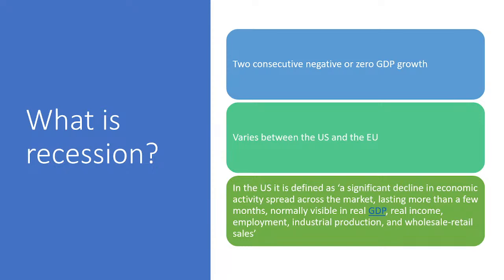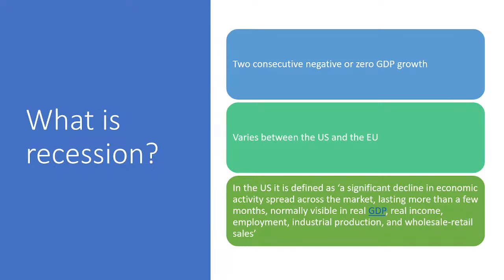So that's quite interesting. In the US, it's a bit different, and it's a bit more subjective, right? Less objective, less specific, so to say. In the US, it is defined as a significant decline in economic activity in the market, which should last at least a few months, and that impact should be visible in real GDP, income, unemployment rate, industrial production, wholesale and retail sales. Okay. So there is a bit of a difference between the definition of recession in the US and that of Europe.